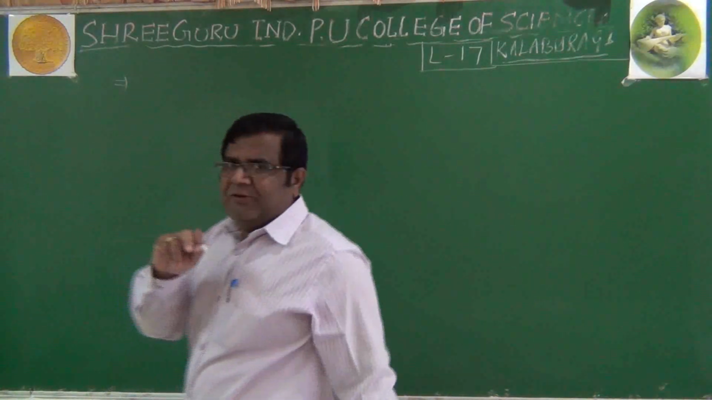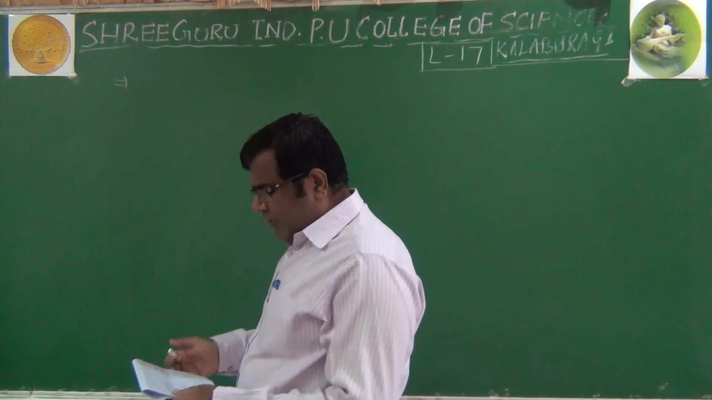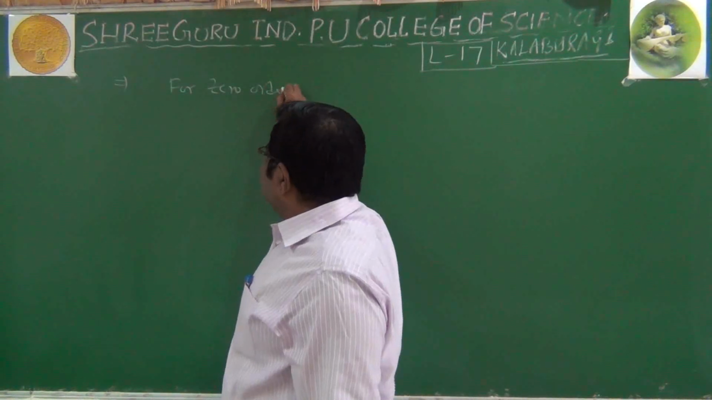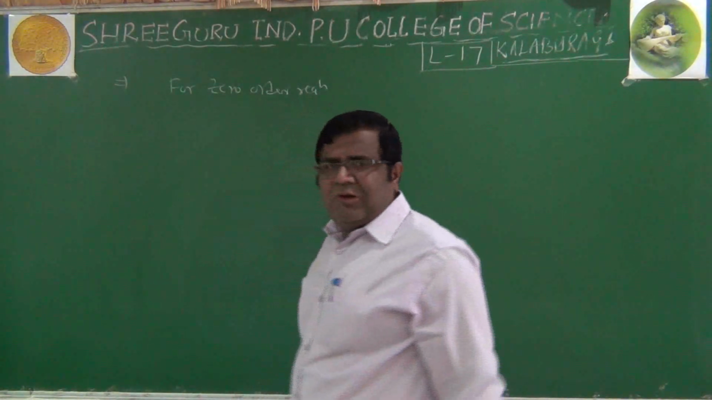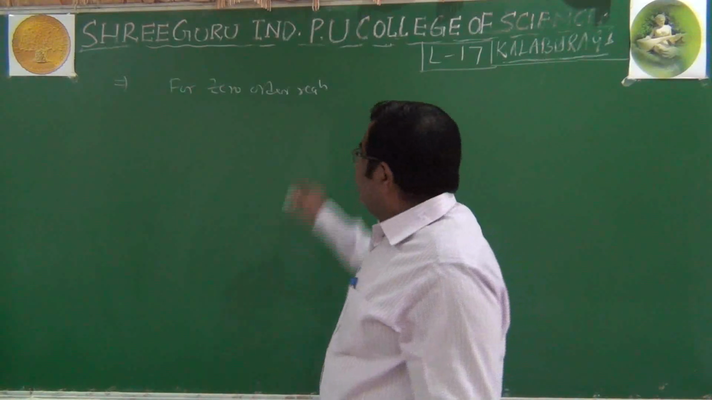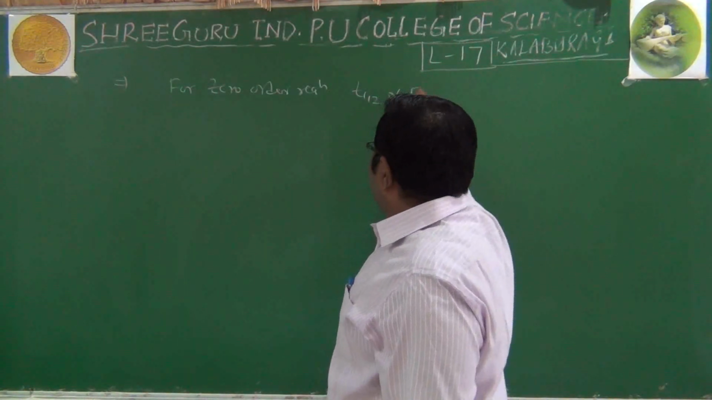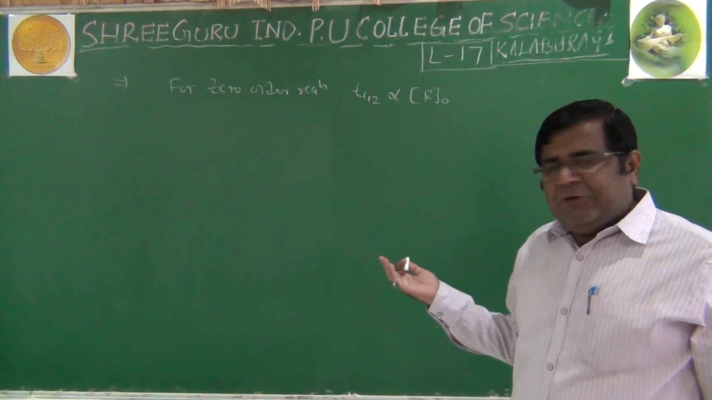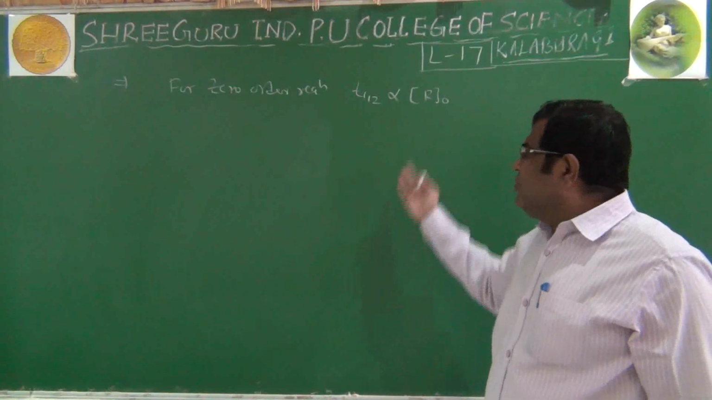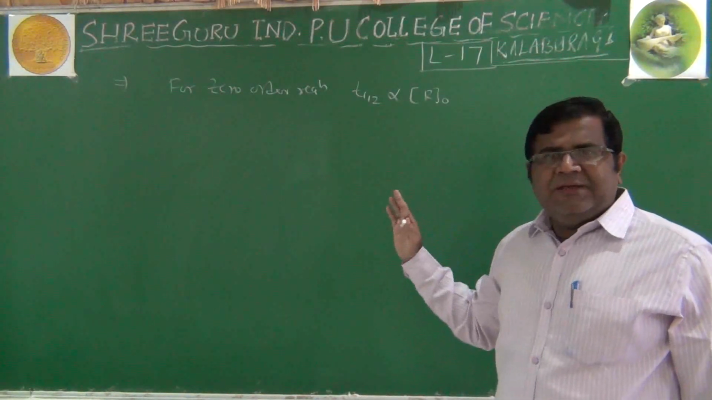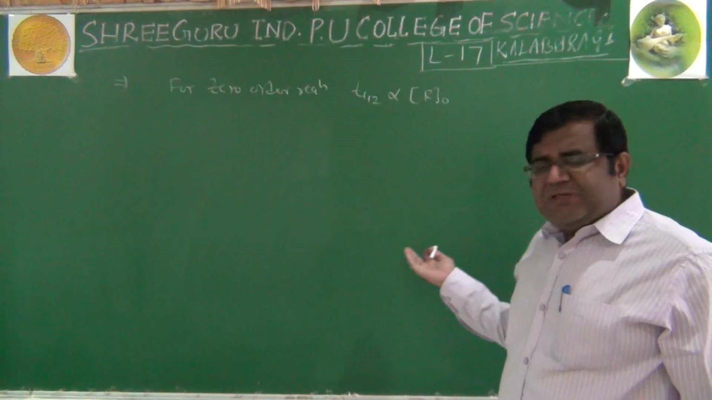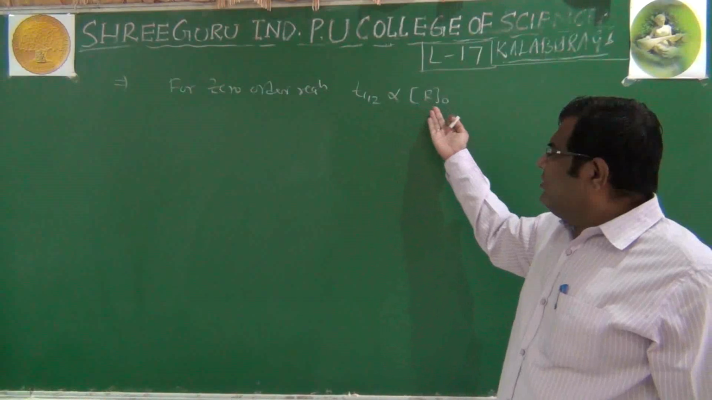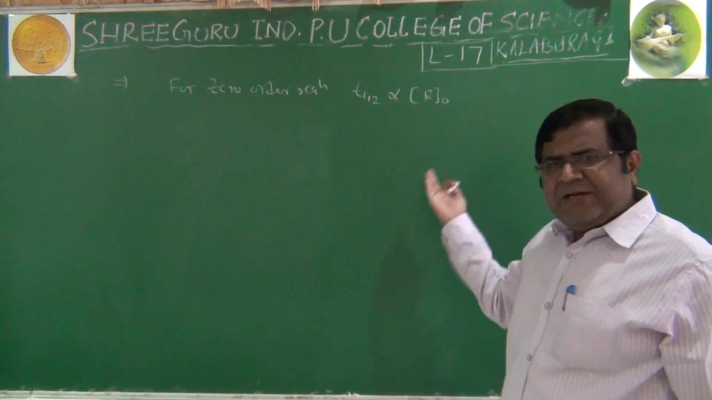The last question I have given you as homework, I am writing the answer for that. We can write for zero order reaction, T half is directly proportional to the initial concentration. This is a well known fact, we have derived this. T half is equal to R0 divided by 2K is the exact relation. Rate constant is not needed here, so we are just relating this T half to the initial molar concentration of reactant, and it is directly proportional.